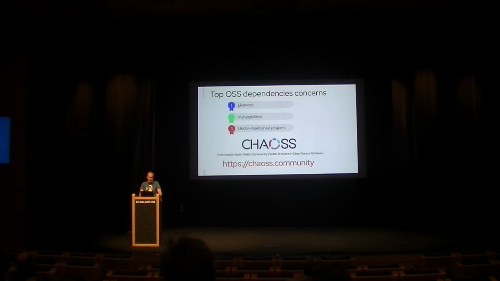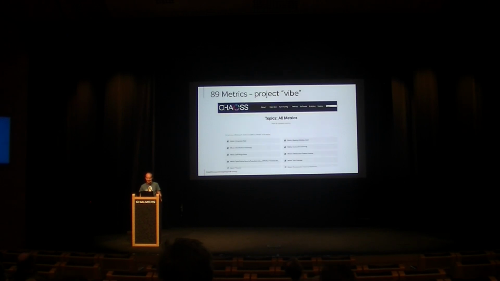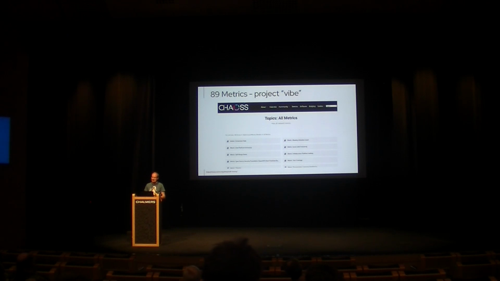initiative. CHAOSS stands for Community Health Analytics in Open Source Software. You can check this website, it's very well made. What it's all about: currently under CHAOSS there are 89 community metrics that can eventually show you the project life, right? How the project lives.